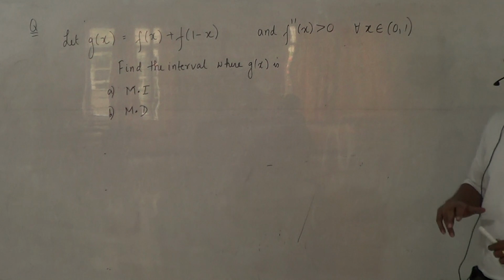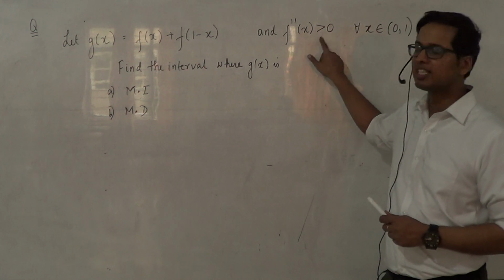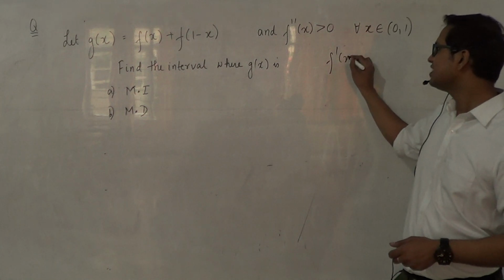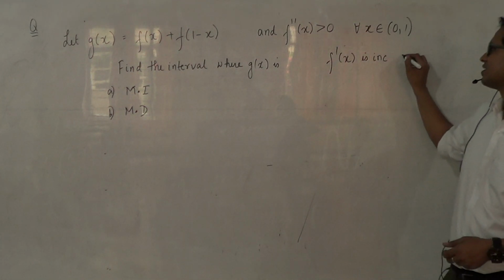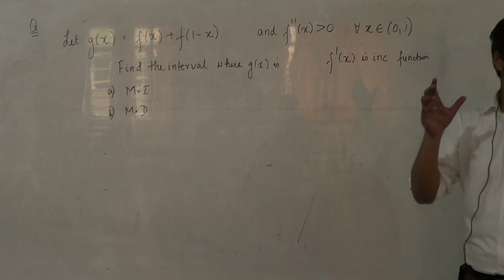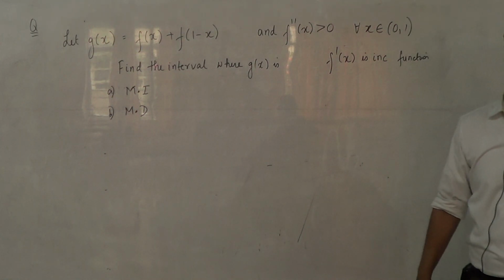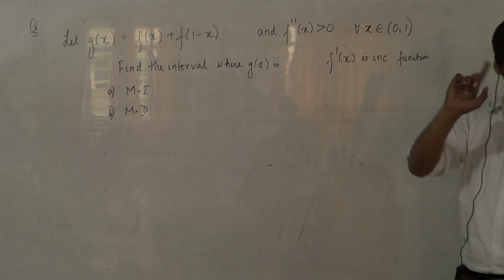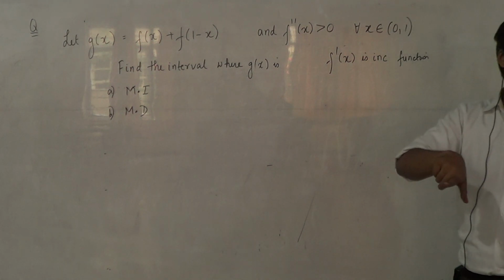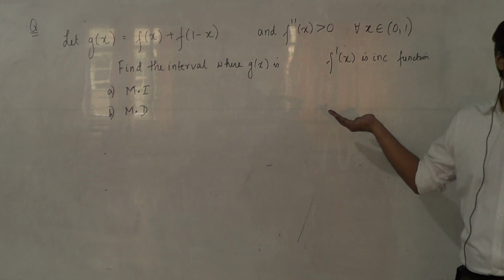Okay, let me first solve this in a normal mathematical way. See, what is the meaning of f double dash x greater than 0? It means that f dash x is an increasing function, correct? Yes or no? If the derivative of something is positive, it means f dash x is an increasing function. If f dash x is an increasing function, that is what we graphically learned as the function being concave upwards.